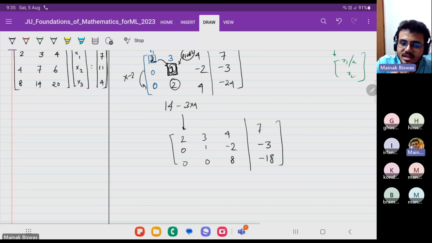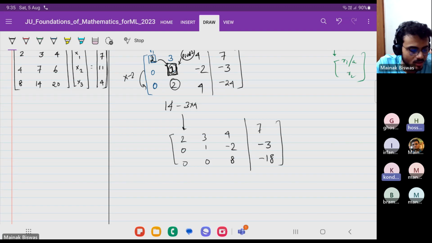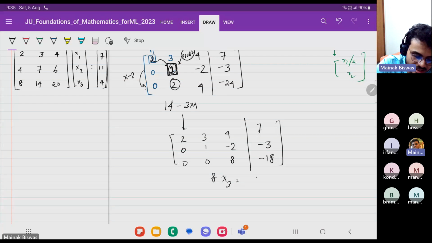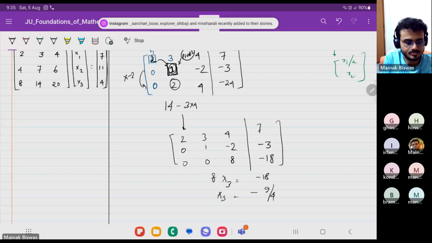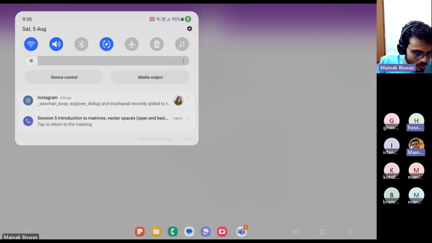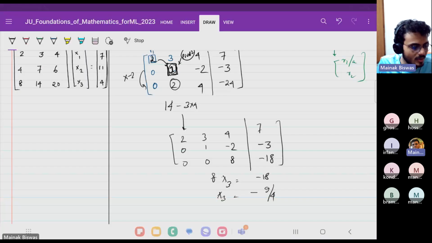So now how will I get x3? x3 equals minus 18 divided by minus 8. So x3 will be minus 9 by 4. Agreed? Yes or no? I hope this is clear.